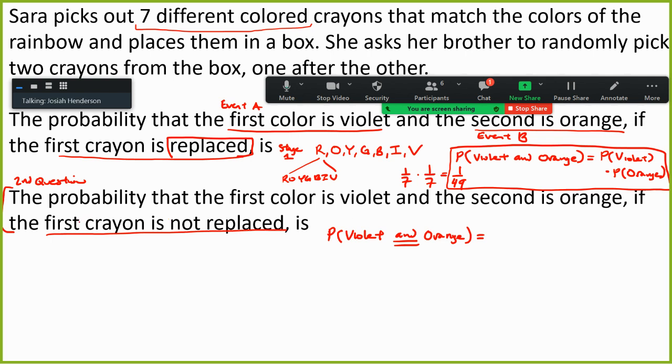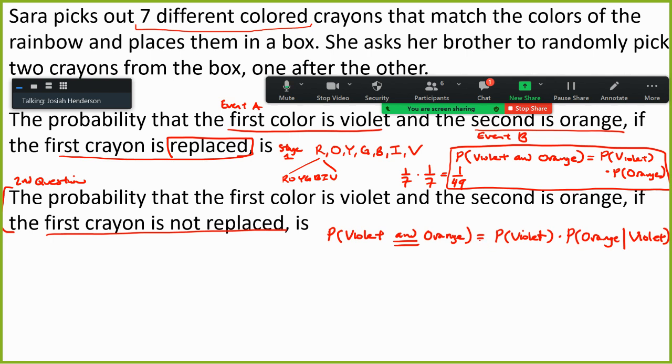And it says not replaced. So that's a clue that we're doing dependent events. The second event depends on what happens the first time. It's going to change our sample space. So this is the probability of a violet, not violent, violet, times the probability of getting orange, given that violet has already been picked.